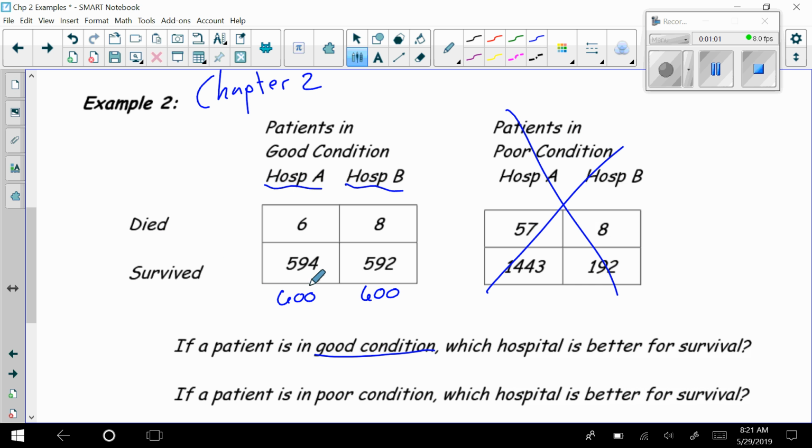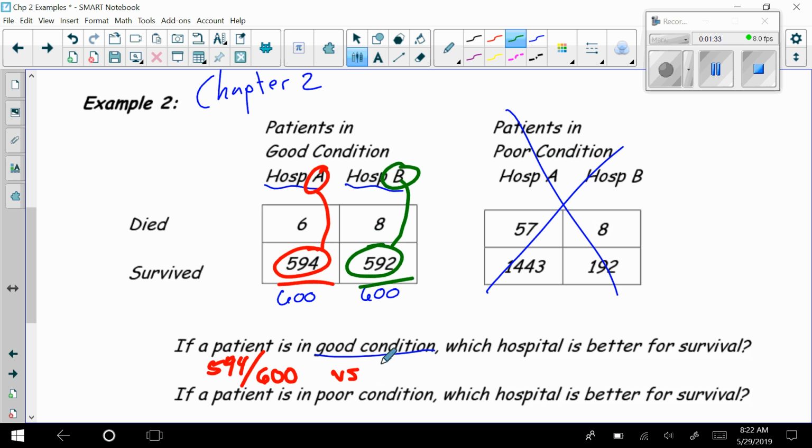Now, what percentage of these 600 died for hospital A or hospital B? Or a better way: it does say survival, so maybe I just care about the survivors. For hospital A, I'm caring about this 594 divided by the 600, versus hospital B, which is 592 divided by 600. Remember that it's only 600 because they both added up to that.